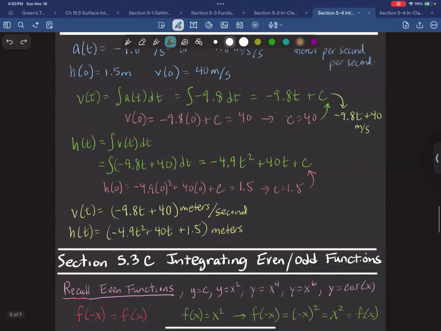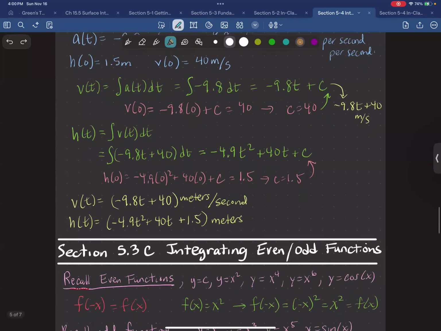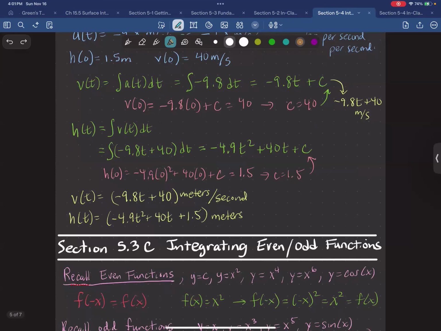So, recall even functions. Y is like c x squared, where c is a constant here, x squared, x to the fourth. Cosine's an even function. When we stick in negative x, we get the original function. So I show an example with f of x. We stick in negative x, we get negative x squared. Negative x times negative x is positive x squared, and that's just the original function.